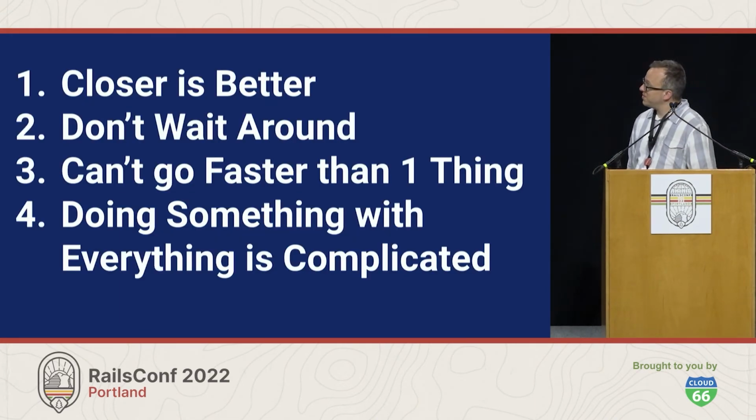So here's our 4 rules. Closer is better, don't wait around. The fastest we can go is the time it takes to do one thing, and doing something with everything is complicated. Now that we know, we can start to guard against future degradation.